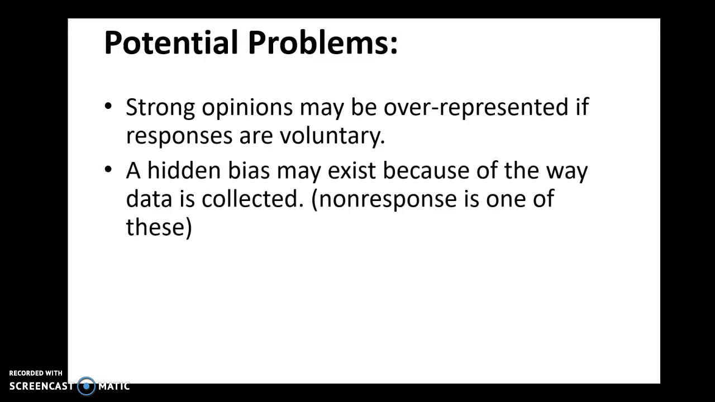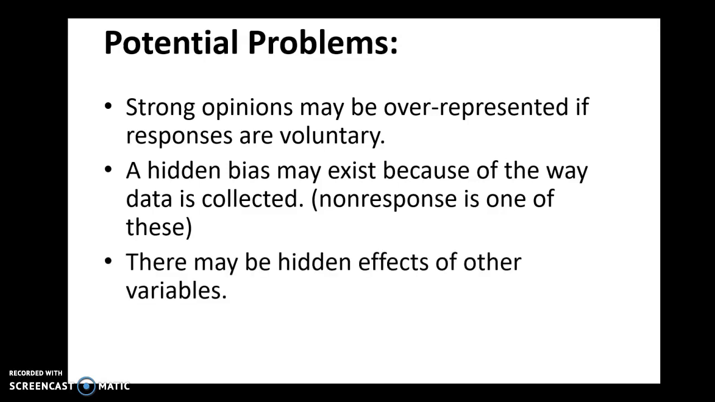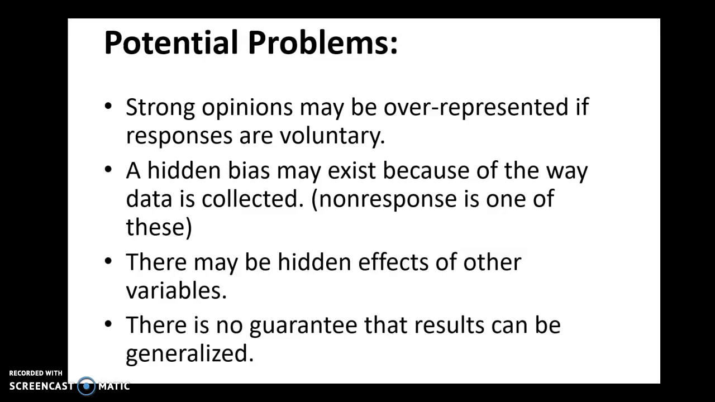So, non-response is one of these, a hidden bias, because of the way data is collected. Okay, so we have to make sure we're collecting data correctly so there's no bias. So we've got to make sure we identify any possible issues before we start. What are some other variables that we may not know that could be potential issues? And we can't always generalize our results. We'd like to do inference from this, but sometimes it's not possible.